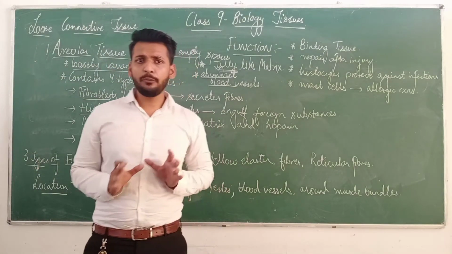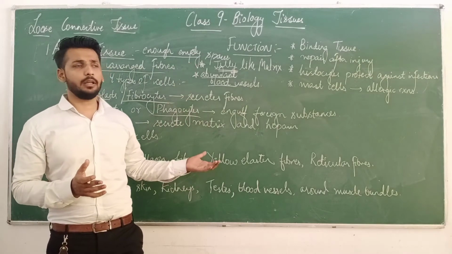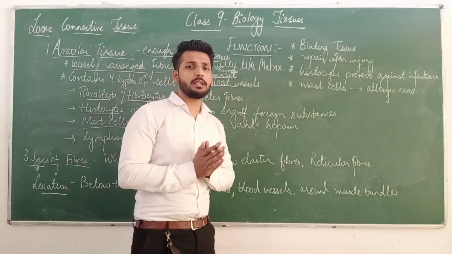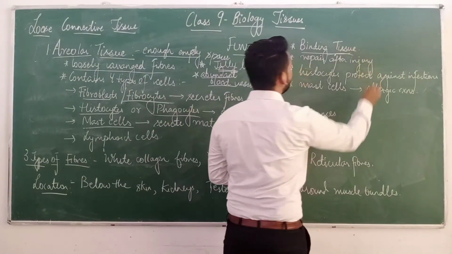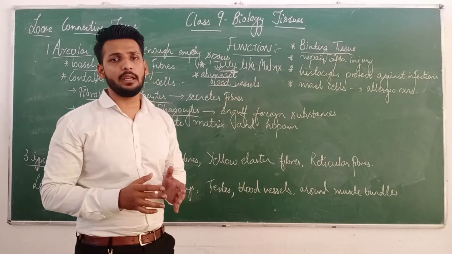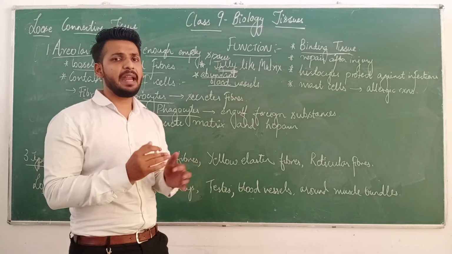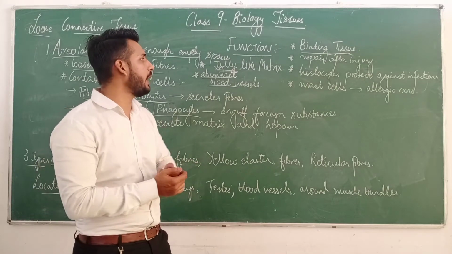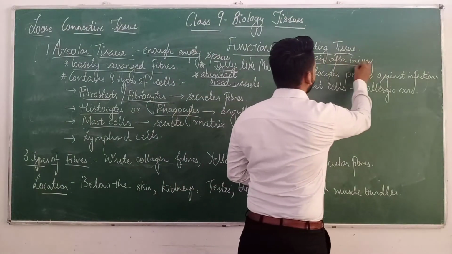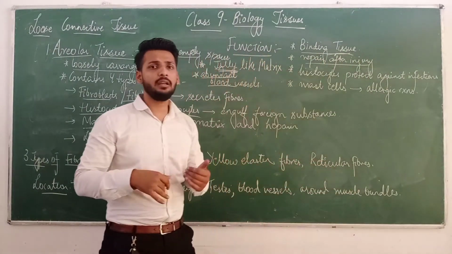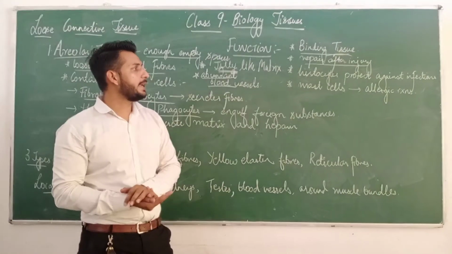Got it? Now we have to study their function. We have already discussed it, but once again we are going to discuss their function. It is binding tissue. I told you it binds the skin. Binding tissue means it binds something to another. It binds skin to the muscles and other body parts. Repair after injury: if you get any injury, it helps in repairing or healing. Next is histocyte.